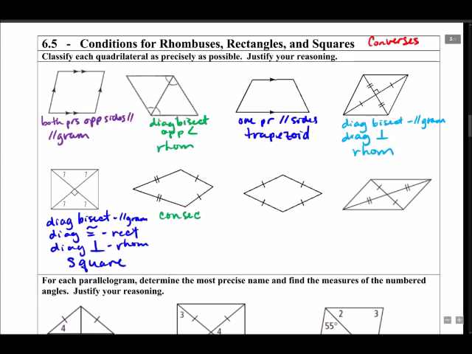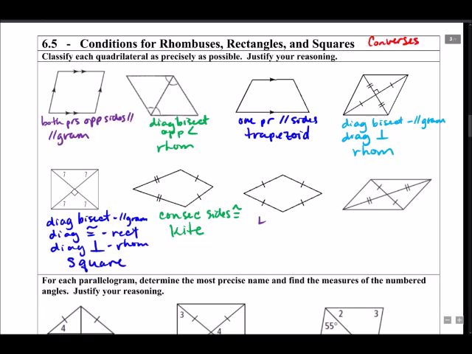We have consecutive sides are congruent. Who does that? Not a rhombus, rectangle, or square, that's for sure. This is a kite. Does not belong, but that's okay. We're just going to smile and go on.